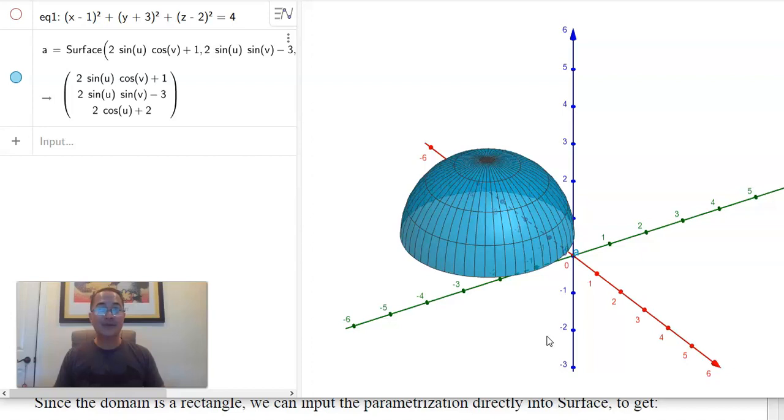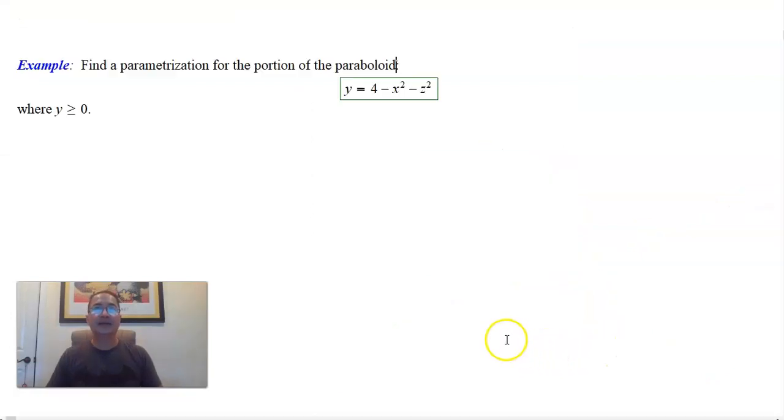One more thing before we go to revolutes. All right, so let's do this next example. Find a parametrization for the portion of this paraboloid where y is at least 0. Okay, so yeah, the vertex is at y equals 4 and it's opening to the left. Okay, so let's go to GeoGebra, let's see what it looks like, and let's look at what part of the paraboloid we want to parametrize.